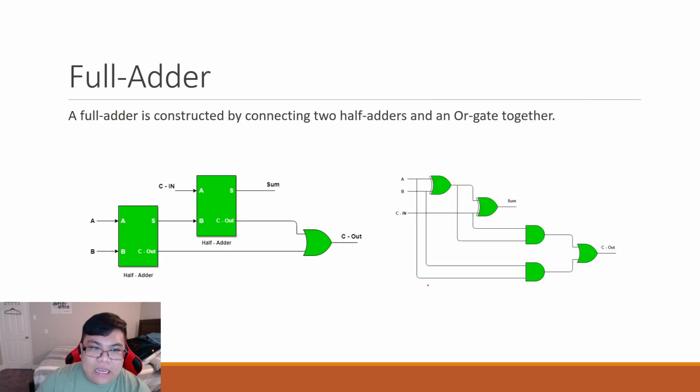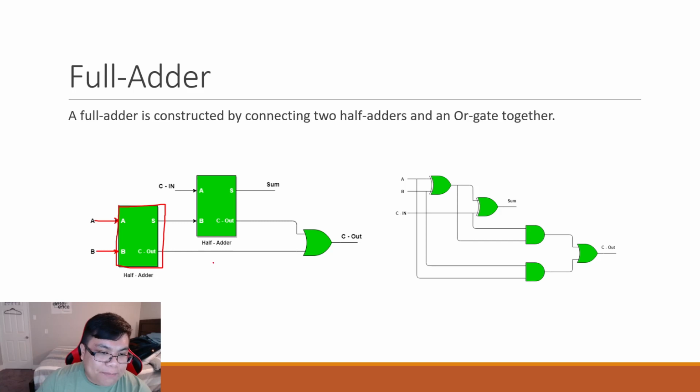And then if you wanted to know how a full adder is created, the way it works is that we take two half adders and put them together. So here's one half adder here. As you can see, it takes two inputs, A and B.